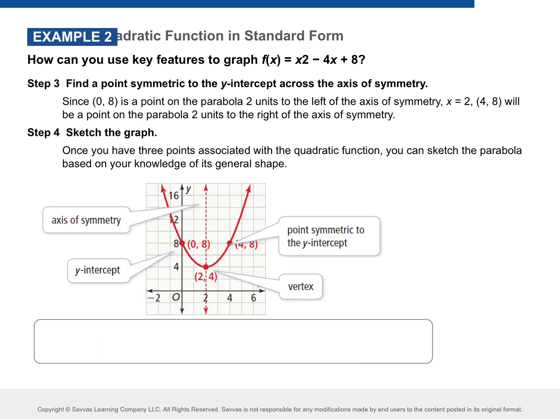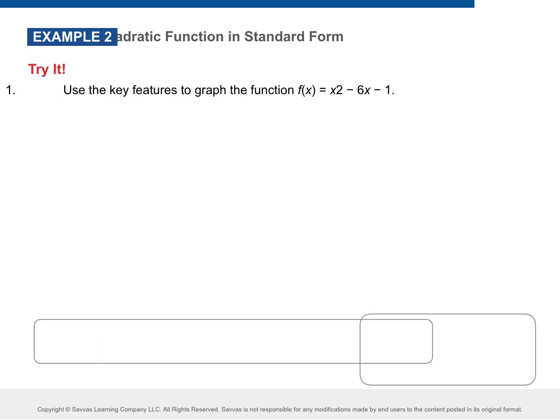Let's look at your example 2. This is what yours looks like. We're not actually going to graph this, okay, because there is no room on the graph to actually graph this. First off, what form is this in? Standard form or vertex form? Standard. What is the most important thing of a parabola? Vertex.